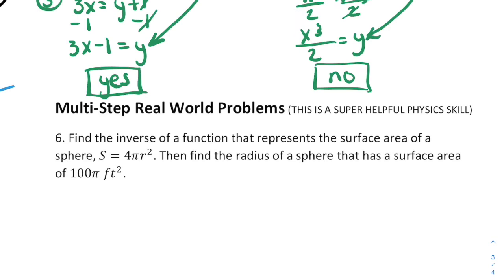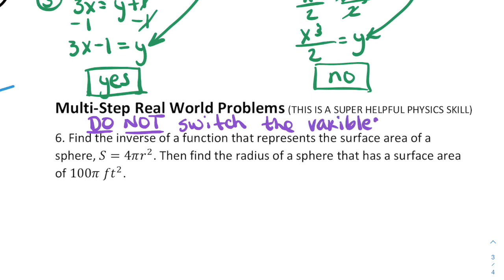It's basically just taking a function and solving it for a different variable, but it's the same process as switching our variables. However, when we're doing real-world problems, there's a very important thing to note. You do not, notice that's capitalized and underlined. That means it's important. Do not switch the variables. Okay, we are just going to take an equation and solve it for a different one of the variables.